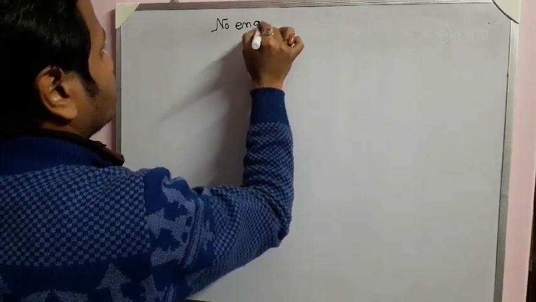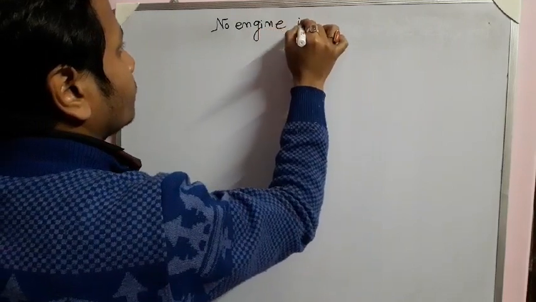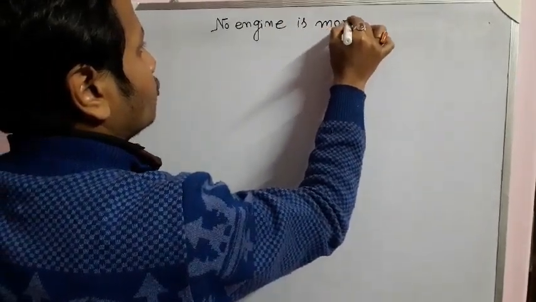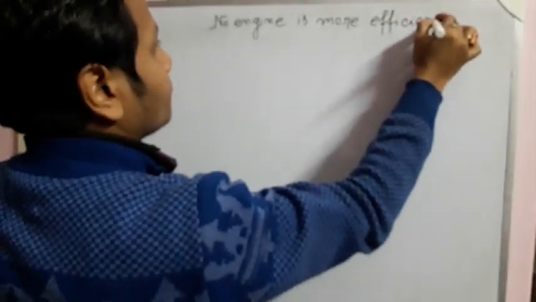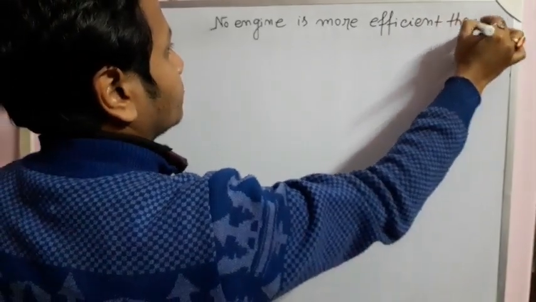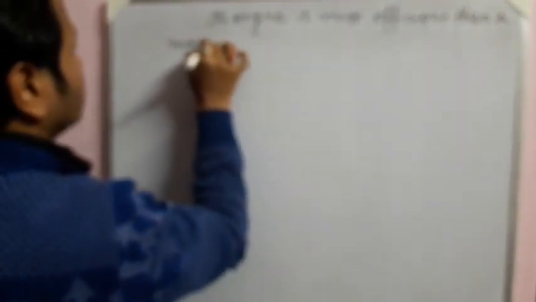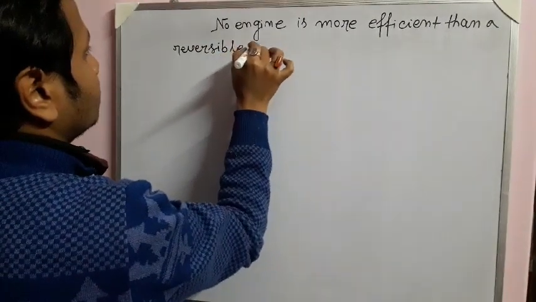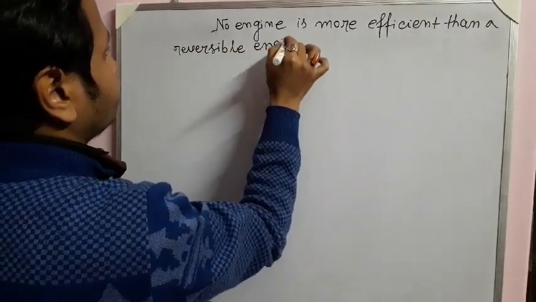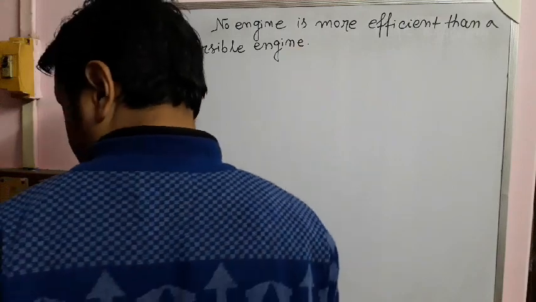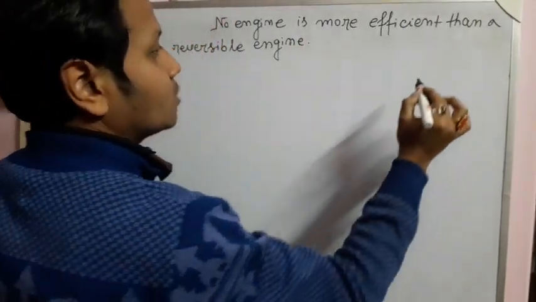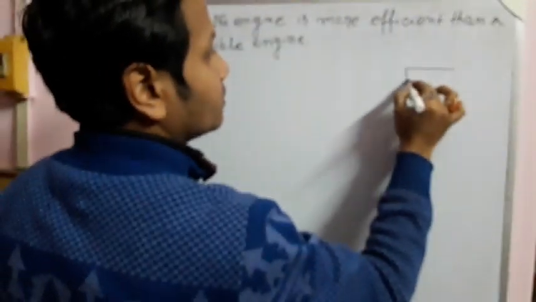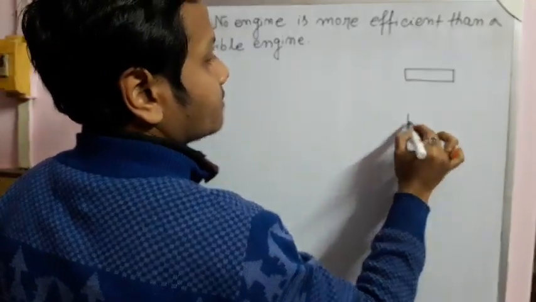No engine is more efficient than a reversible engine. So how can we verify it? We consider two engines working between the same two temperature limits.